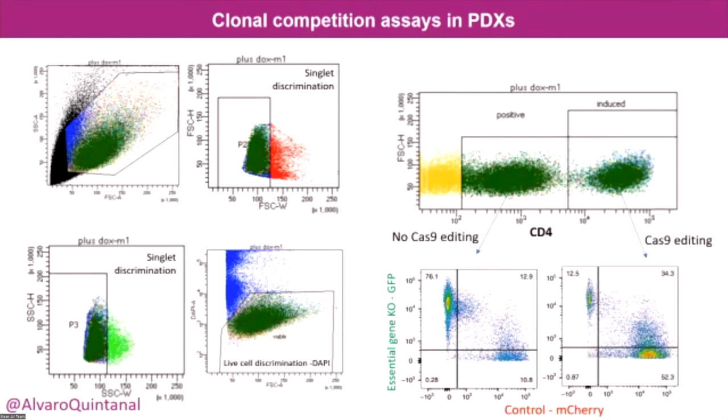But if you gate specifically on those that get induced CD4, which also get induced Cas9, you'll see that there will be a depletion of the gene X GFP cells and an enrichment of the control cells. So with one snapshot at the end, you can really get information about whether one gene is essential or not.